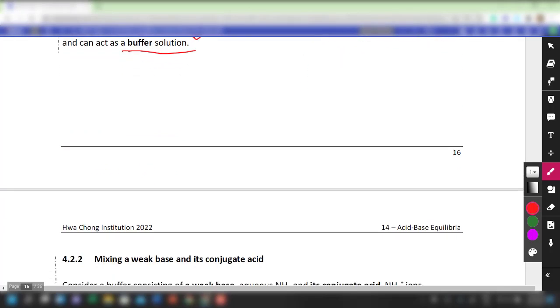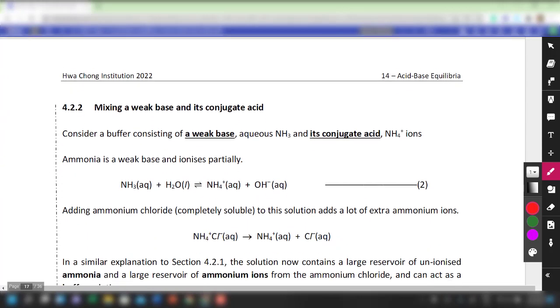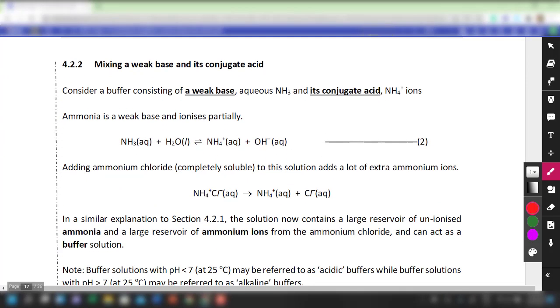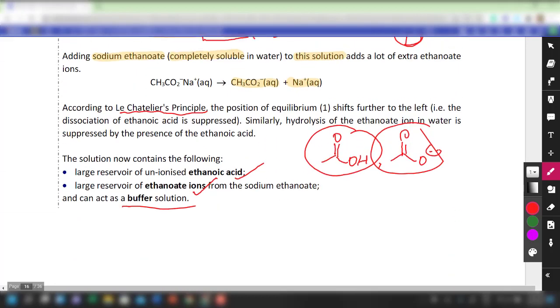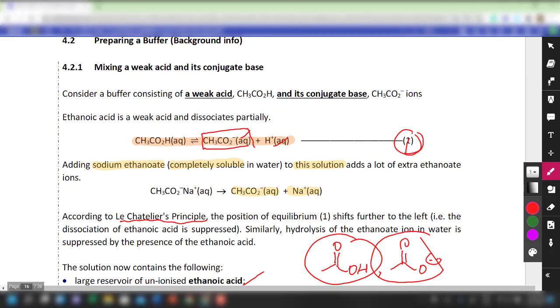And then mixing a weak base and its conjugate acid is the same scenario. So earlier on, we were producing an acidic buffer. Maybe I should put notes here: this is producing an acidic buffer. So this is very important.